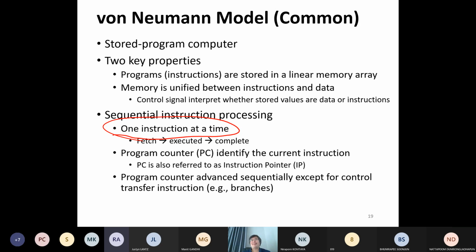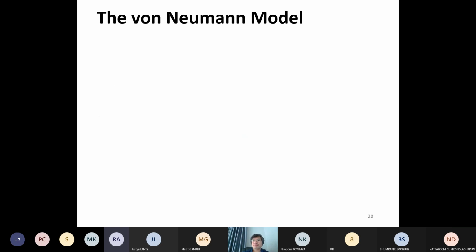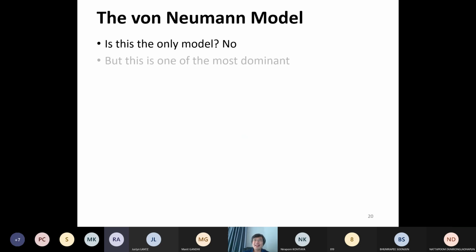Why are they good? From the human point of view, it's easy to follow. I can write a program because I know exactly I need to do this first, followed by this, followed by this. I can write a program that way. Is that the only model? Nope. That's not the only model, but it's one of the most dominant.